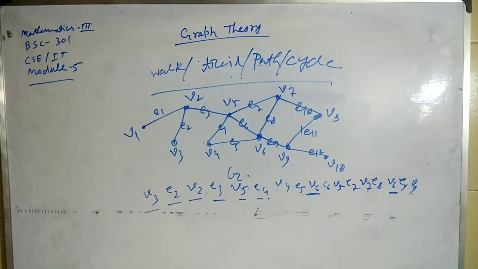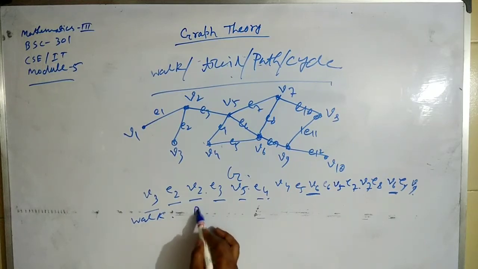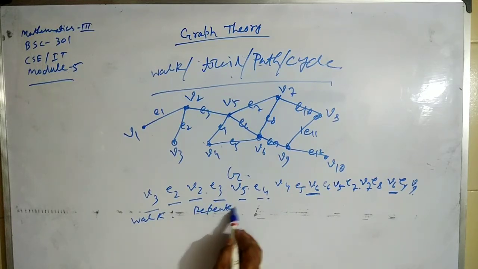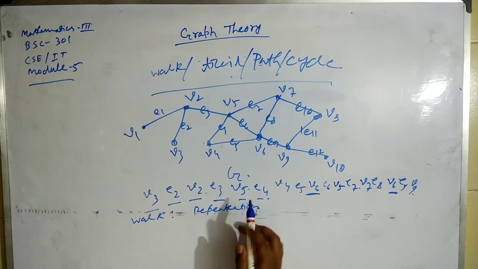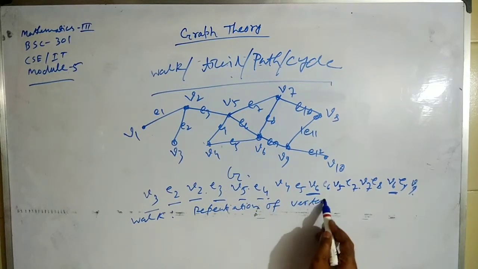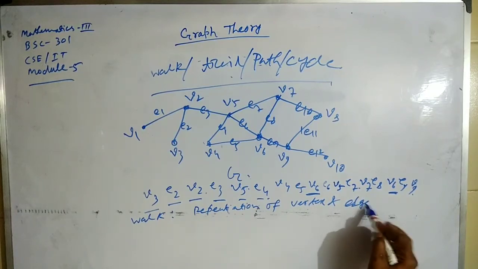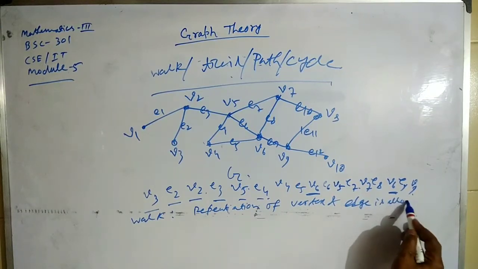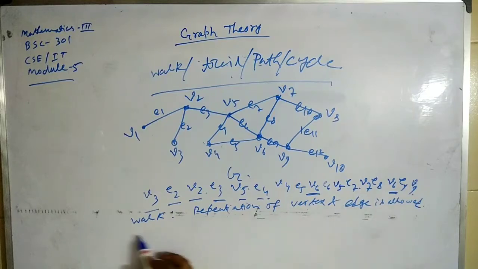Now I'll tell you what is a trail. In a walk, repetition of vertex and edge is allowed. Next, I'll tell you what is a trail.